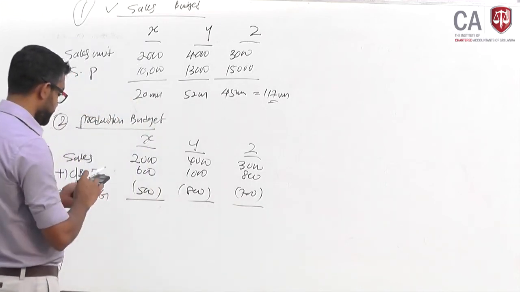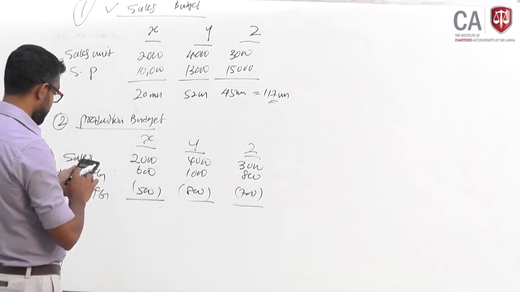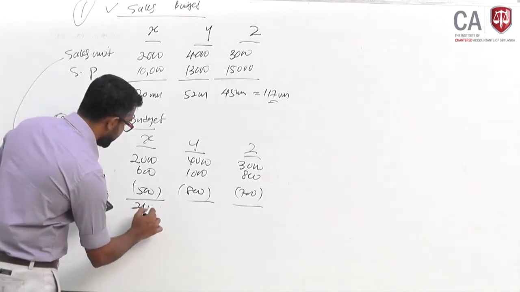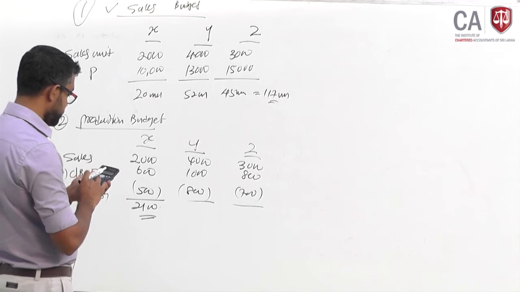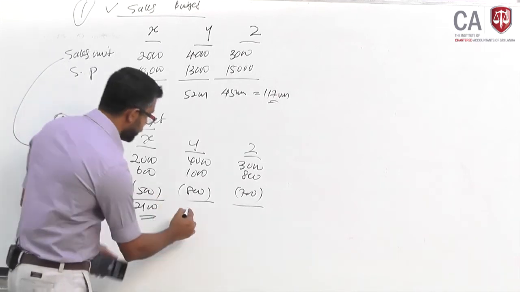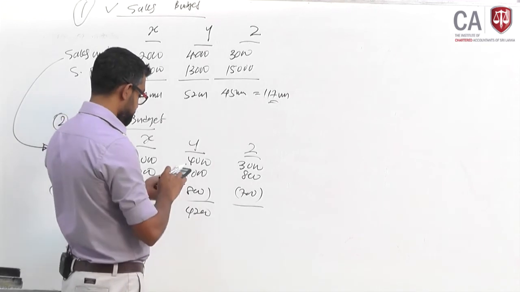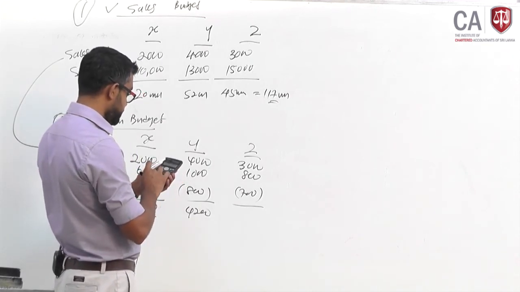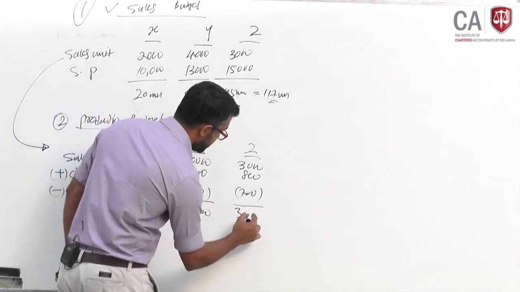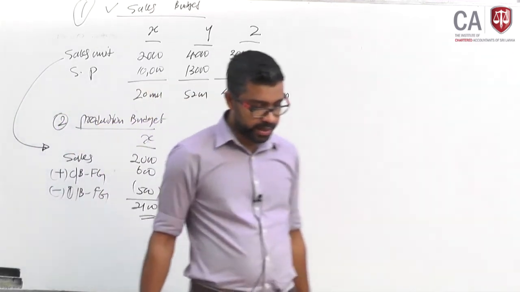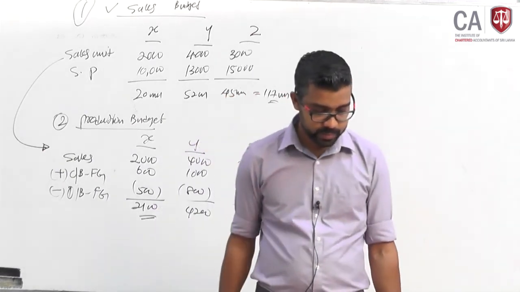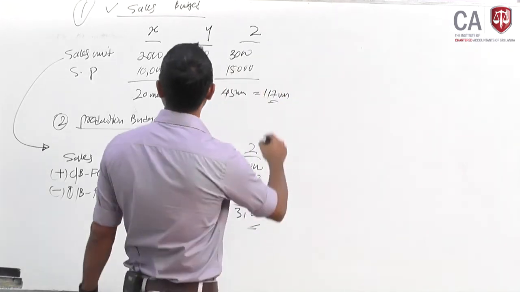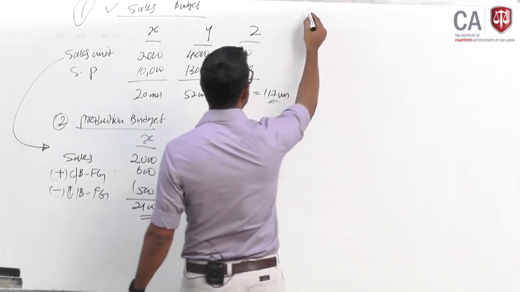This is the production budget. 2,100 units you need to produce. 5,000 minus 800, 4,200. 3,000 plus 800 minus 700, 3,100. So 2,100 items, 4,200 and 3,100 items you have to produce. Right? From this you have to figure out material usage, the third budget after sales and production.